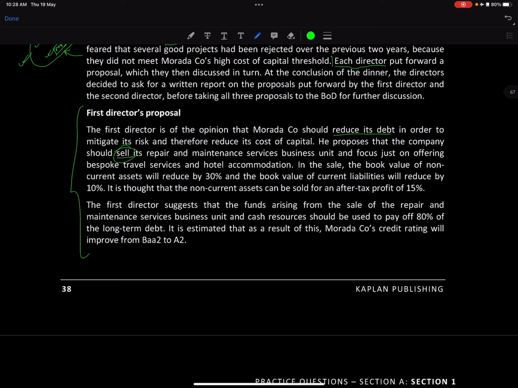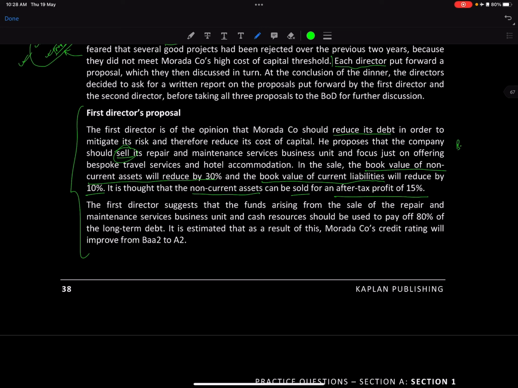Okay, book value of non-current assets will reduce by 30%. Book value of the current liabilities will reduce by 10%. So 30% and then 10%, right? And then it is thought that the non-current assets can be sold for an after-tax profit of 15%. Interesting. Sold for an after-tax profit of 15%.